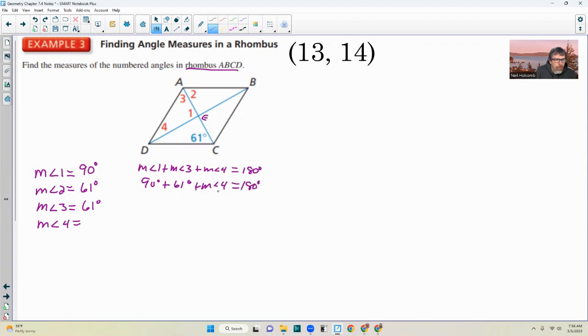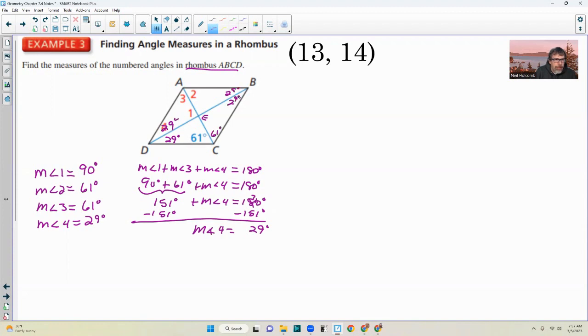So we set that up. We have one unknown. Combine like terms. 90 plus 61 is 151. Plus the measure of angle 4 equals 180 degrees. And subtract 151 from both sides. And these cancel. And I get the measure of angle 4 equals 29 degrees.